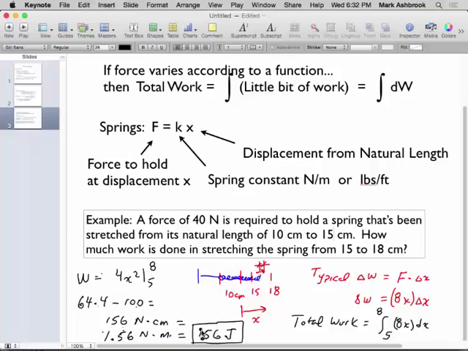Is that 64.4 minus 100? I think so. Did I do it right? Times 4. Times 4. You're right. So 8 squared times 4 minus 25 times 4.